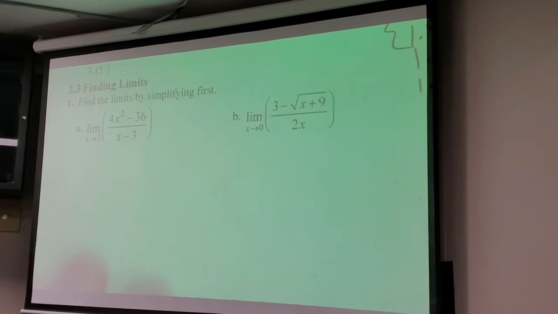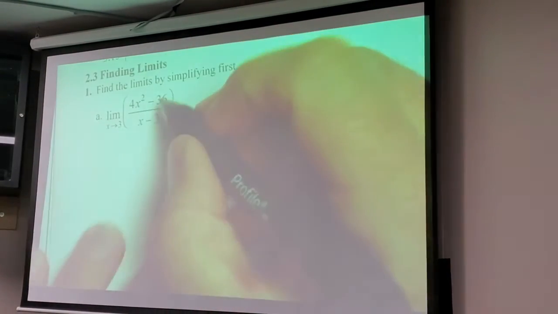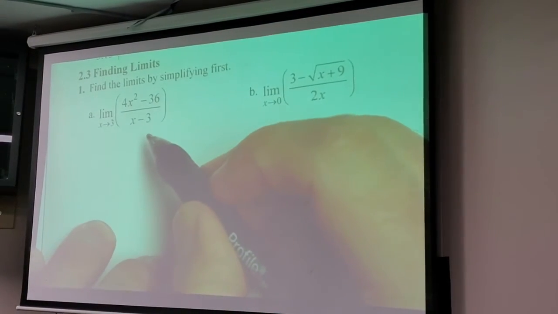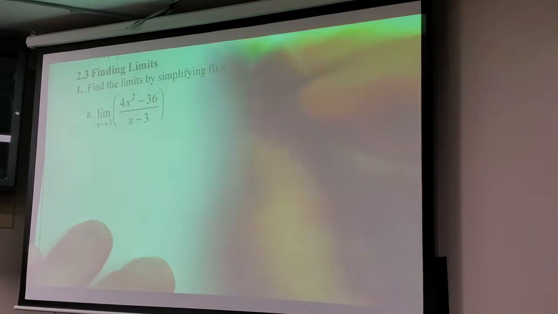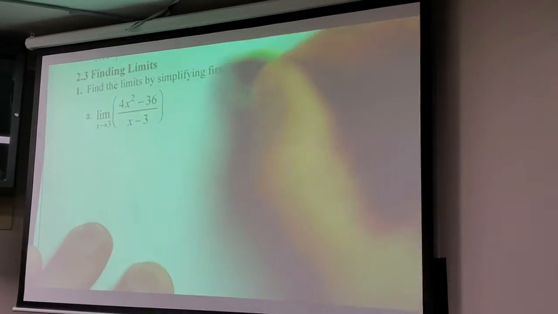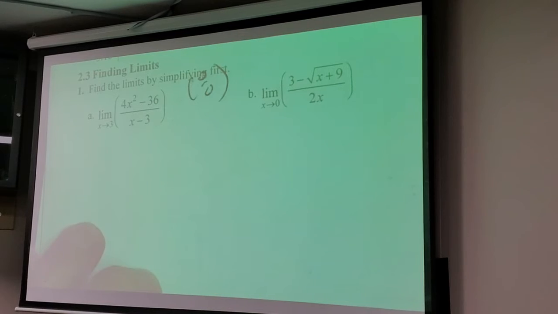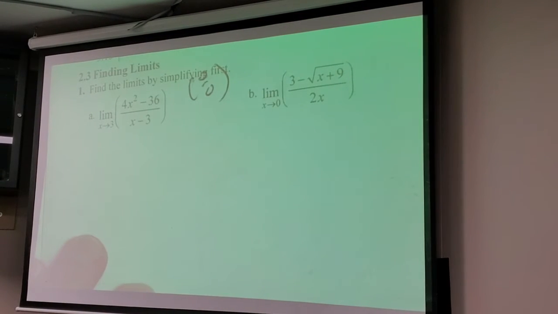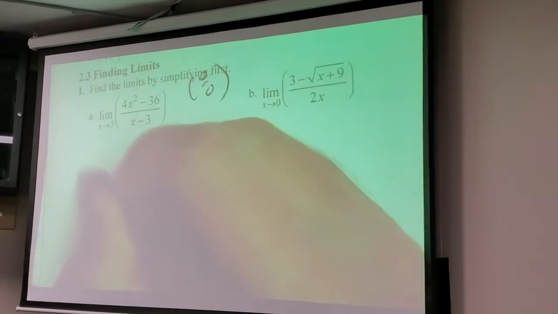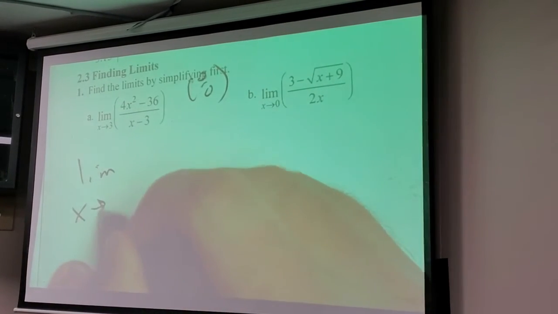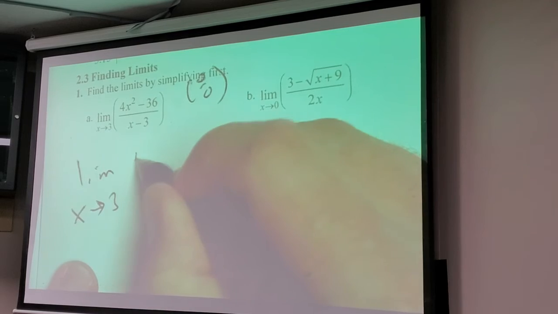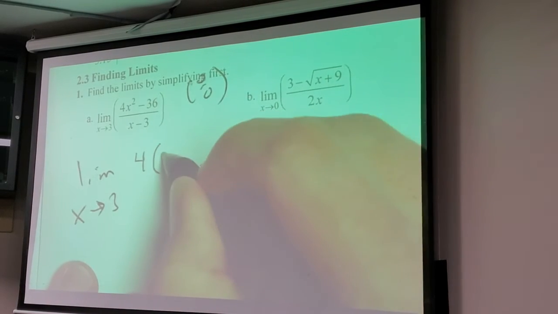Okay. So what's the very first thing I should do on this problem? Plug 3 in. See if there's a problem. And there's a problem, right? You get 0 over 0. Indeterminate. I love that name because you can't determine what the answer is. So you need some help. So obviously, what do you do? Factor. So you get 4 out, x squared minus 9.